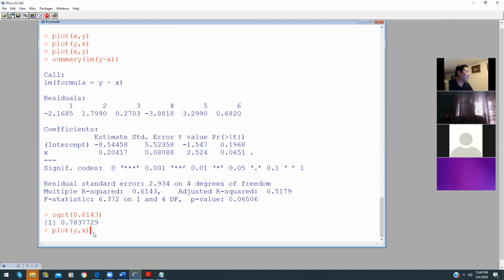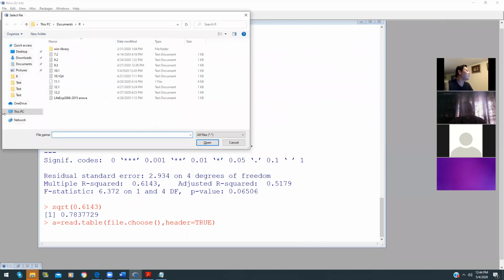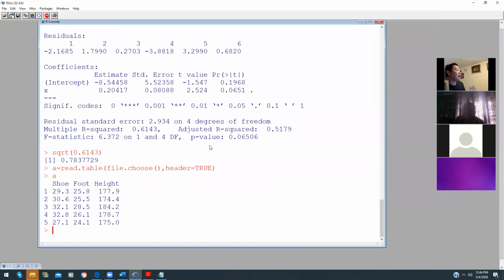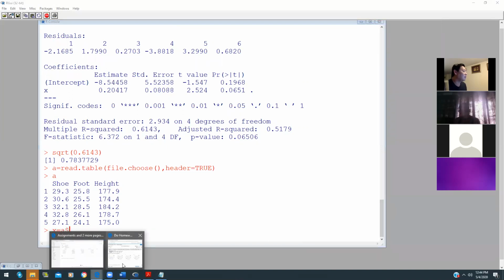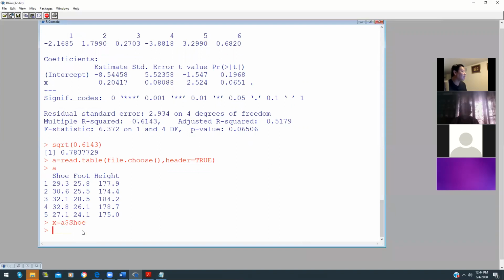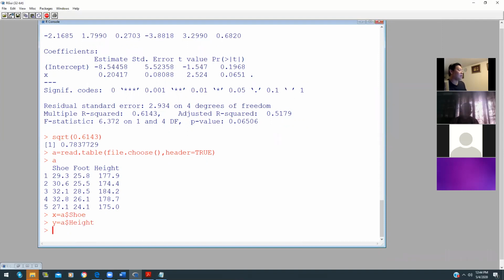So again, you use the same thing. You have to do the plot, read table, then pick the file name A. X in this case, not Y. X in this case, as you remember the homework here, X is your shoe print, so it'll be shoe, and Y will be your height. So we do shoe first, and then Y will be your height. And then the rest is, Femi, you know what to do next after that?